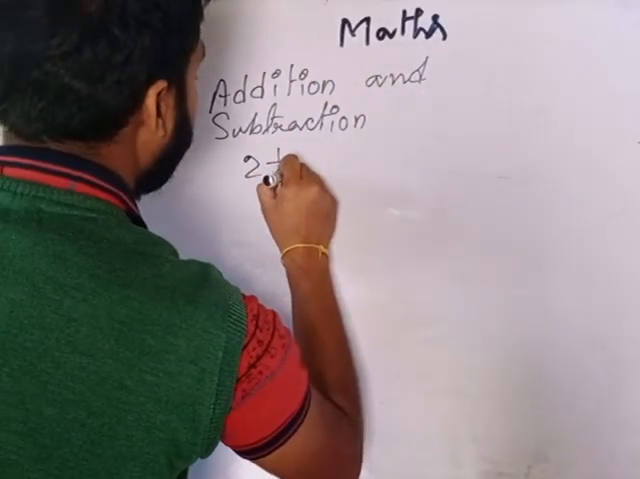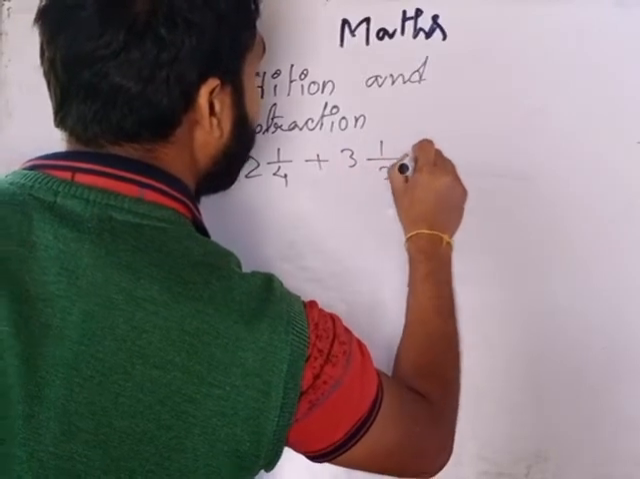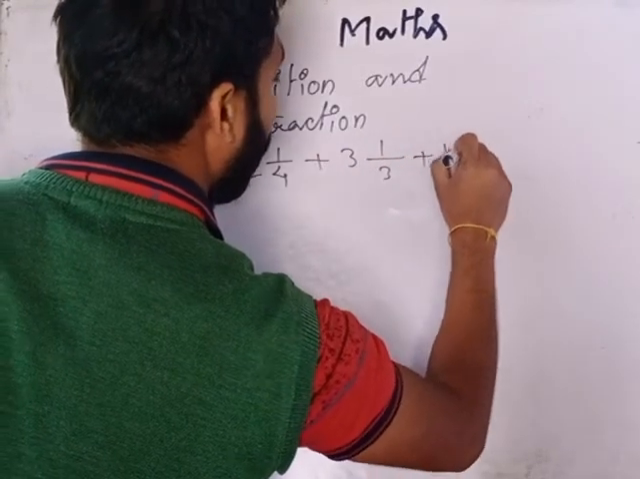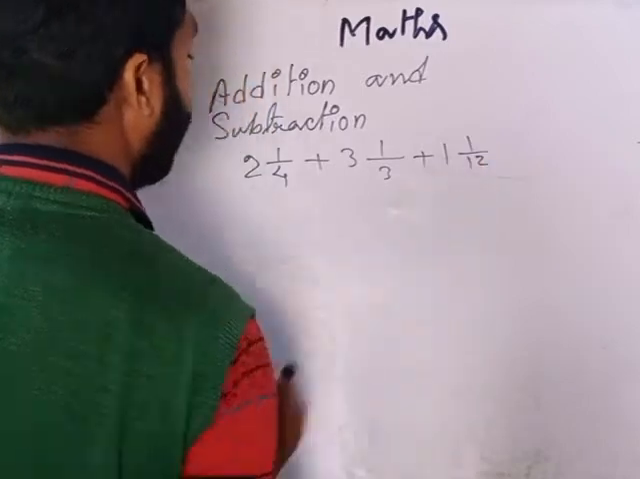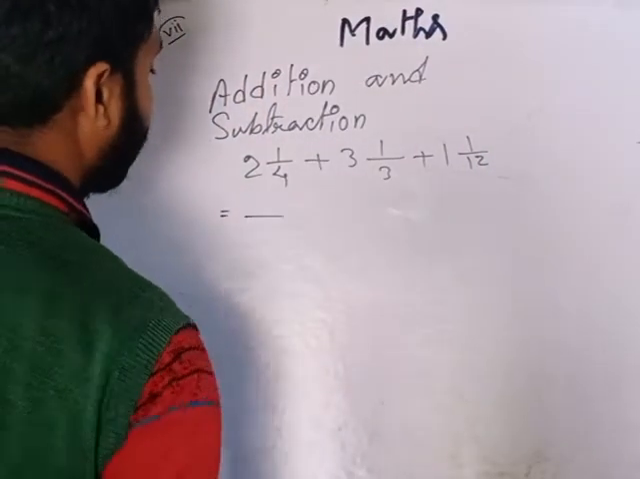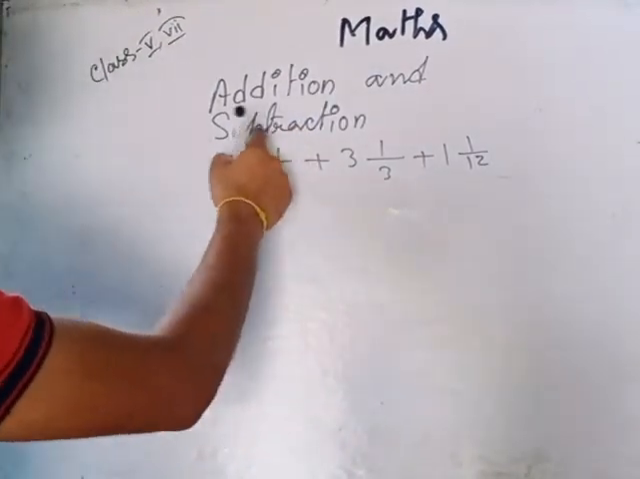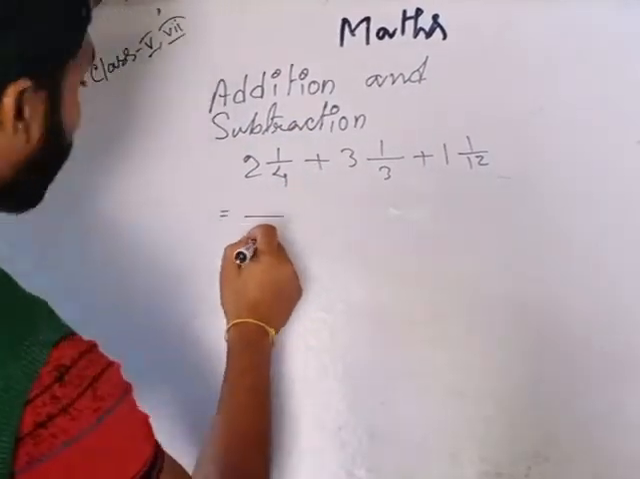Suppose it is 2 and 1/4 plus 3 and 1/3 plus 1 and 1/12. At first, we should convert the mixed fractions into improper fractions.